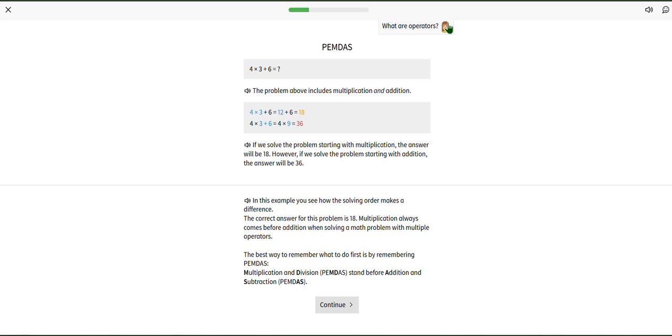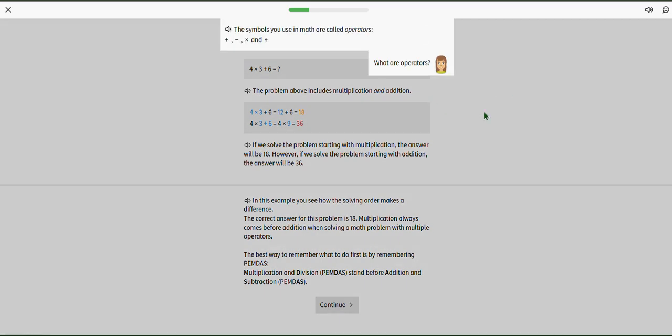And then we're going to do operators as well. The symbols you use in math are called operators: plus, minus, multiplied by, divided by. And these represent the operations that you're using. So an operator is that symbol.